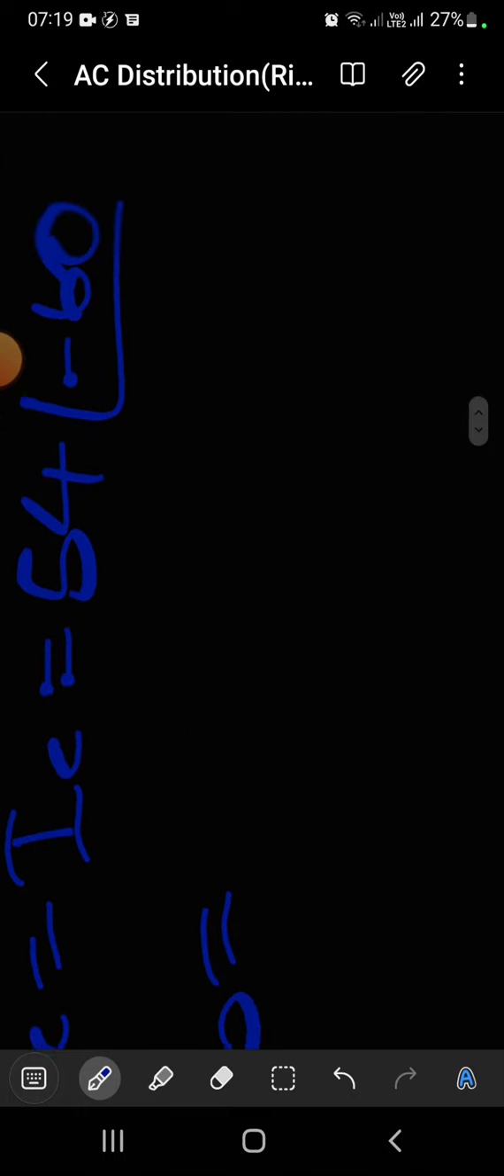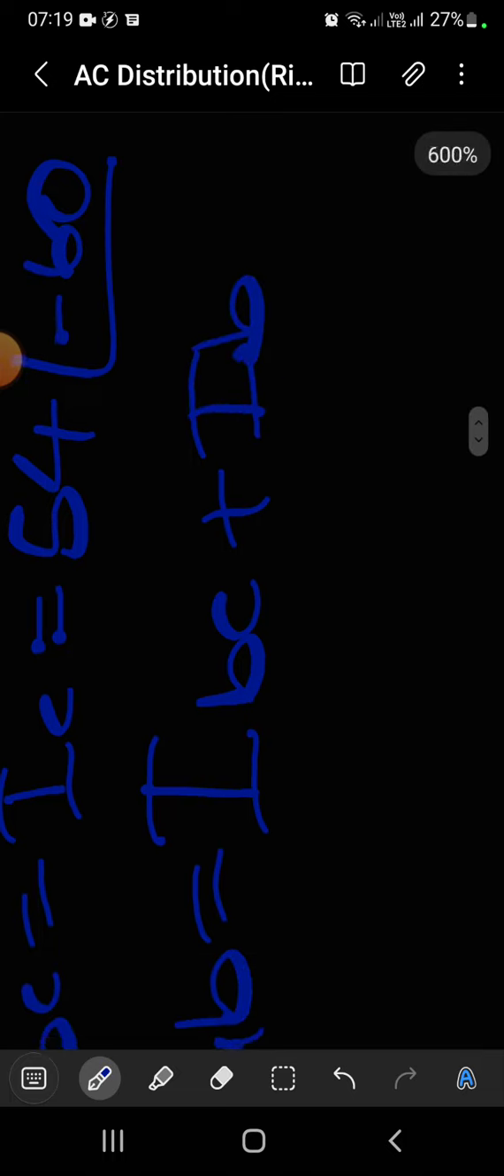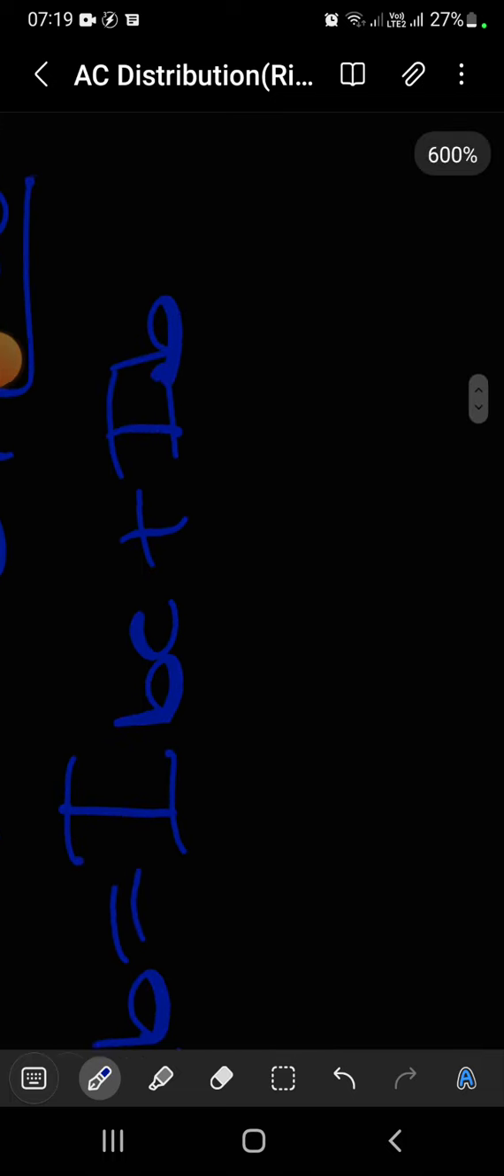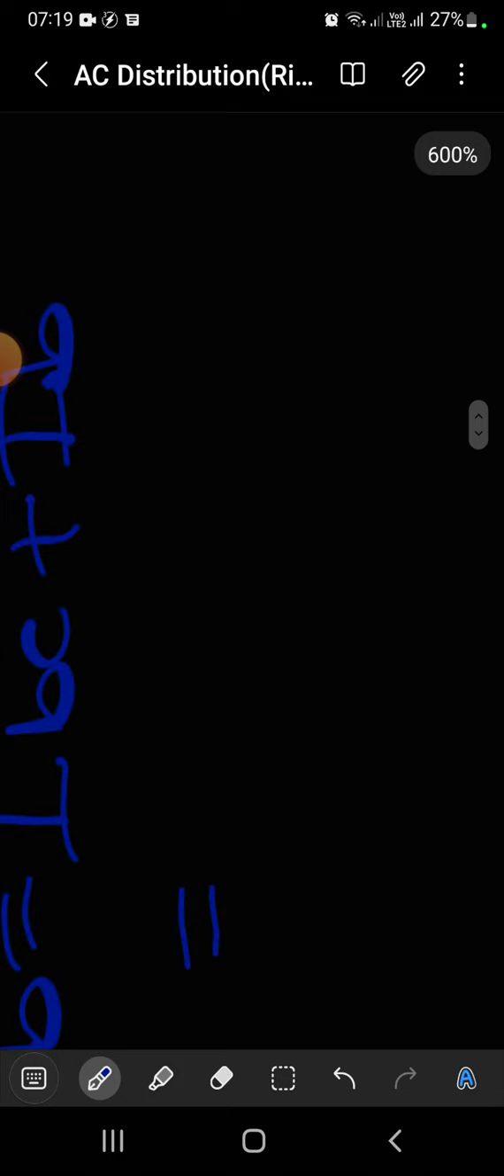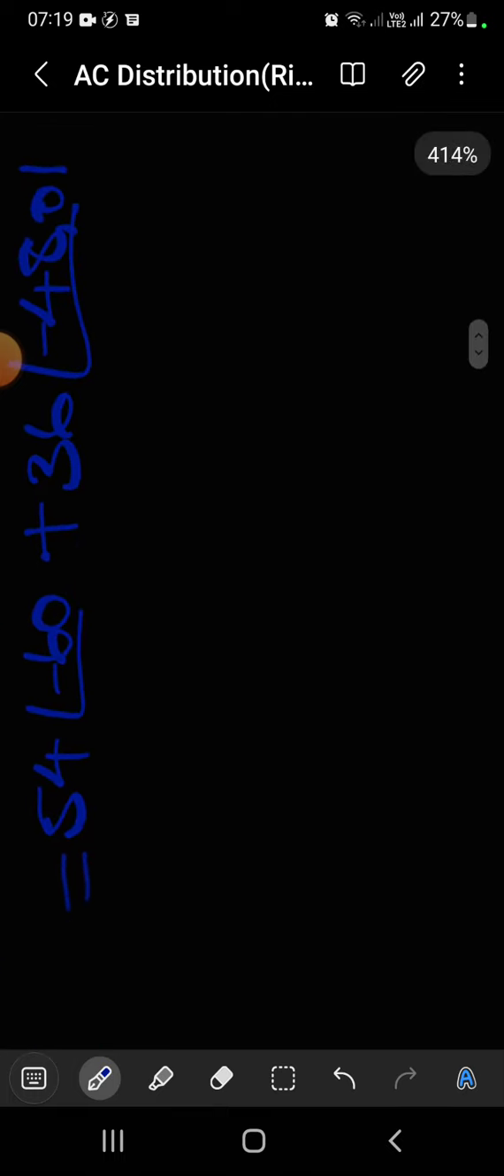I said IAB is equal to IBC plus IB. Now your IBC is 54 at an angle of minus 60, plus your IB is 36 at an angle of negative 48.01. Right.